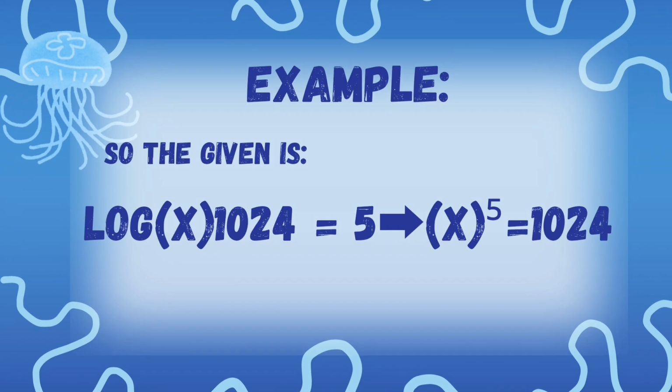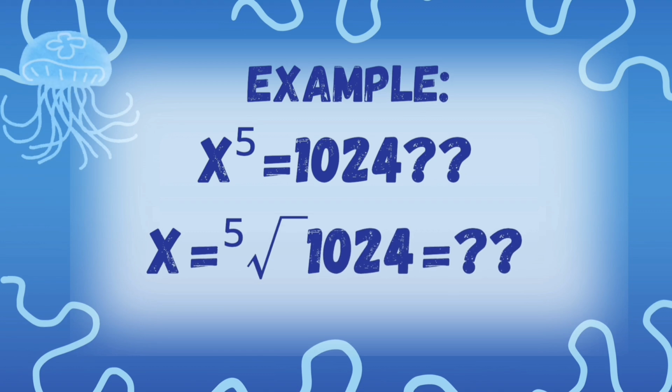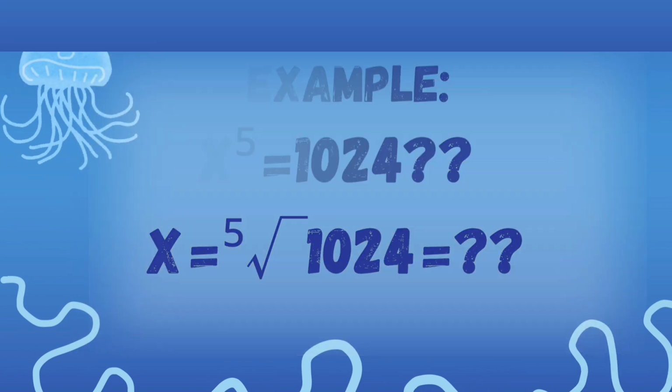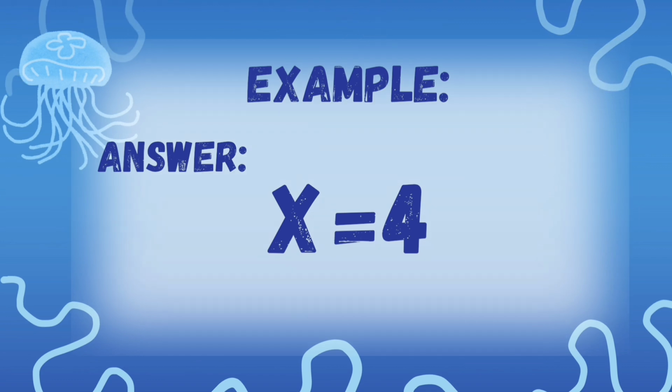Log base x of 1024 equals 5, and x to the power of 5 equals 1024. So the product is 1024 and the exponent is 5. So here's the solution, and the answer is x is equal to 4.